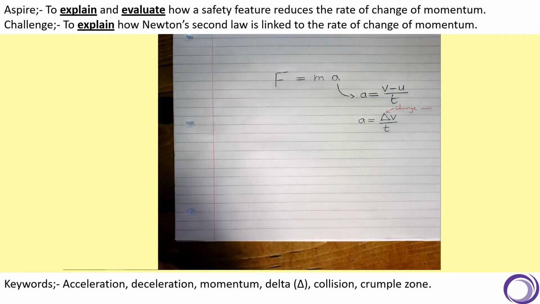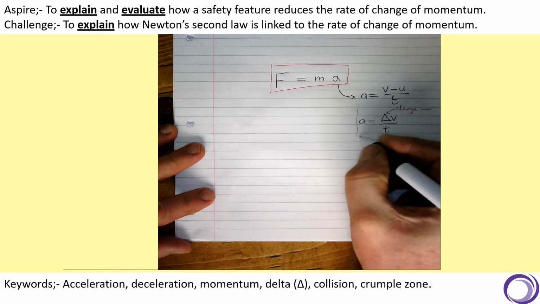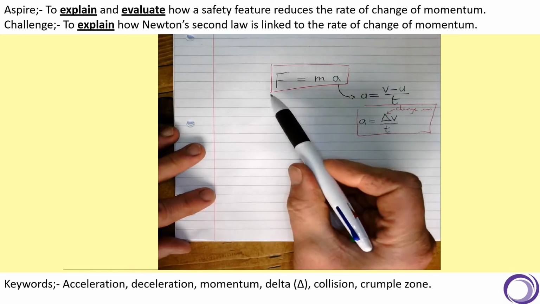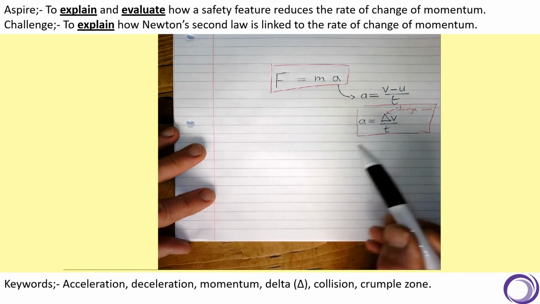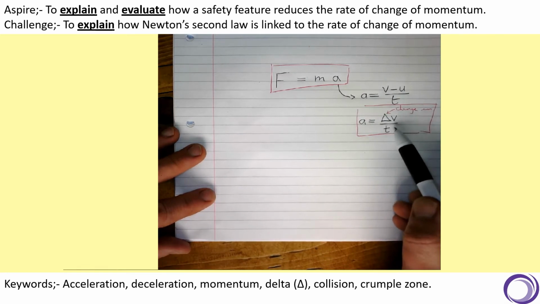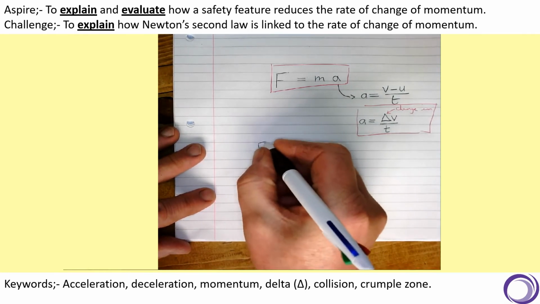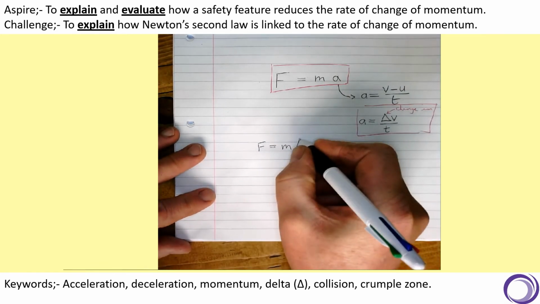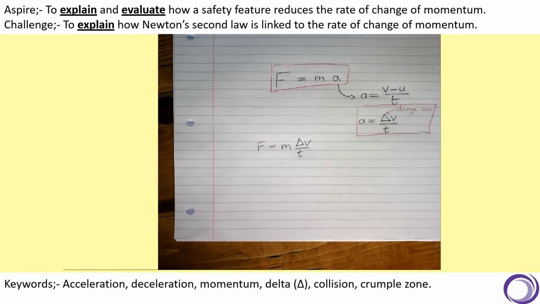Okay, so we've now got two equations. We've got that one and we've got this one. What I'm going to do now is substitute in. So instead of writing F equals m times a, I'm going to write F equals m times delta v over delta t, because delta v over delta t is the same as a. Let's write that then. F equals m times delta v over t. So the force equals the mass times the change in velocity over the time taken. That means the same thing.